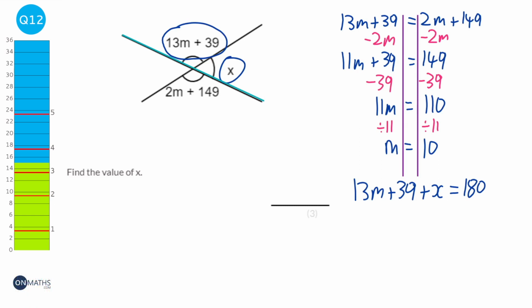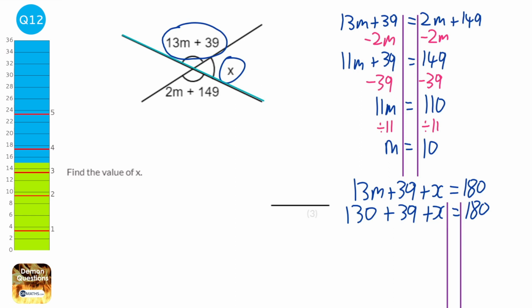So we can solve this, or well, first of all, we know what m is, so it'd be 13 times 10, which is 130. And then we can solve this. So let's get my solving lines in, and so that's going to be 169 plus x equals 180, and we're going to just take that away from both sides, the 169.